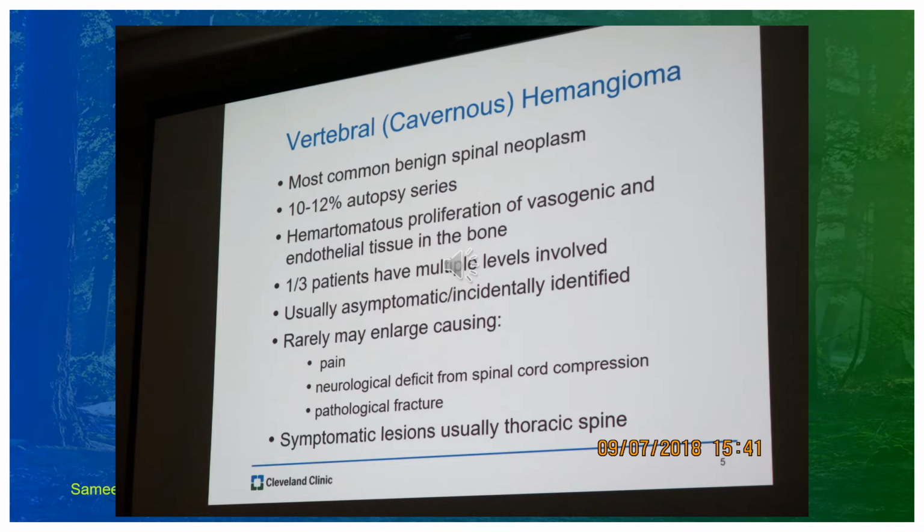But they may enlarge, causing pain or neurologic deficit from spinal cord compression or pathologic fracture. So these lesions should be aggressively approached and treated. Symptomatic lesions usually present in the cervical or in the dorsal spine, the thoracic spine. Why? Because the spinal canal in the thoracic region is narrow, so it can present with neurological involvement.